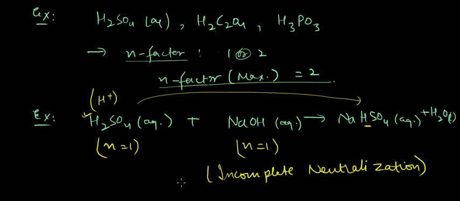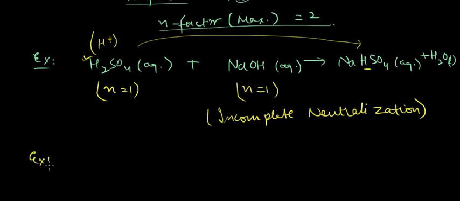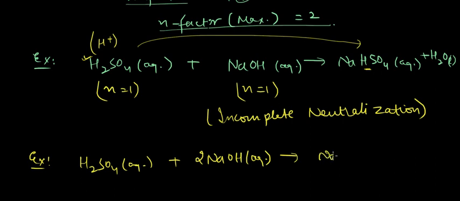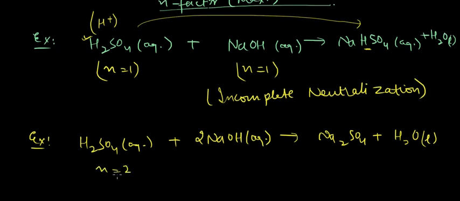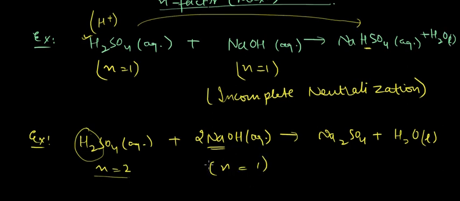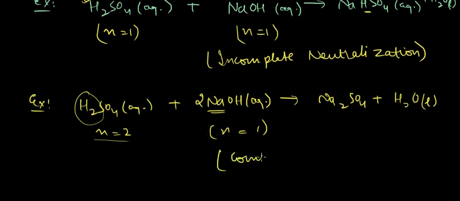Okay, next let's have an example where H2SO4 aqueous reacts with 2 moles of NaOH aqueous to form Na2SO4 plus H2O liquid. So the n factor used here would be 2, because both the hydrogen atoms are replaced with sodium atoms. Hence the n factor for this would be 2, and for NaOH it would be 1. So this is an example of complete neutralization.